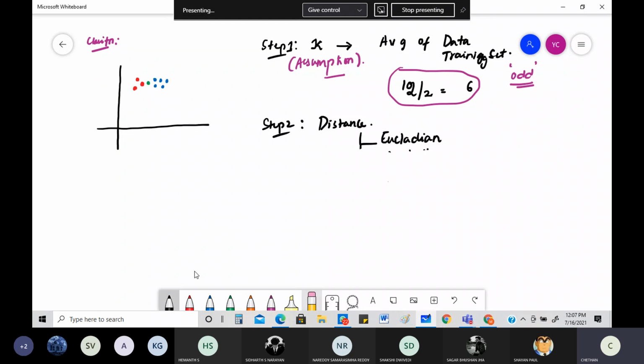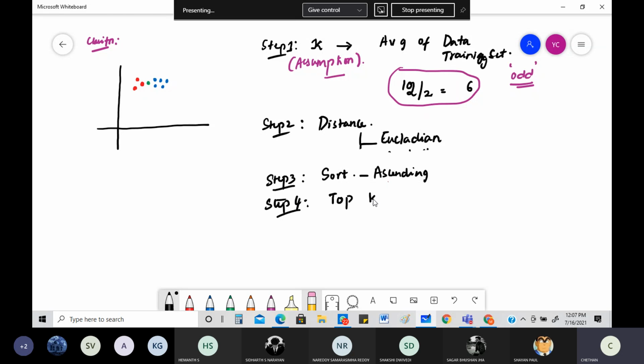Okay, next, that is your step 2. Then next one is step 3. What do you mean by step 3? Step 3, you are going to sort all of those in some sort of order, generally in ascending order. You are going to sort everything, the distance, everything, in ascending order. And then you are going to choose the top k.